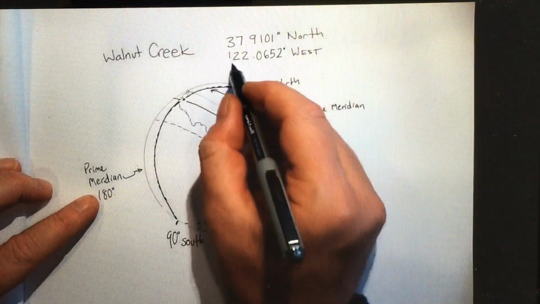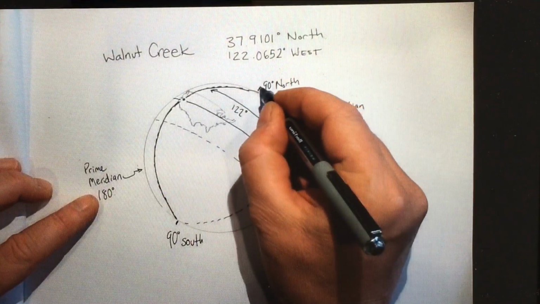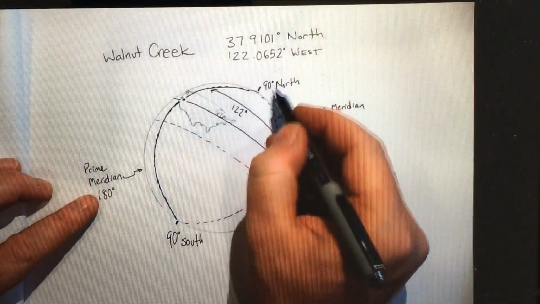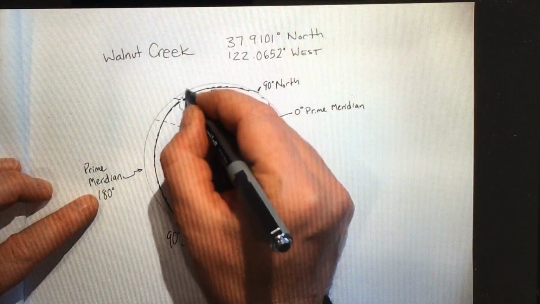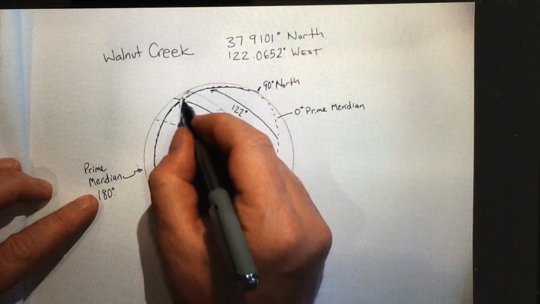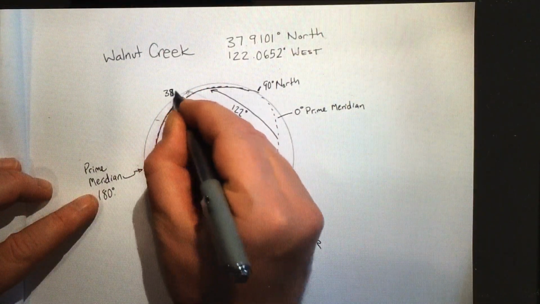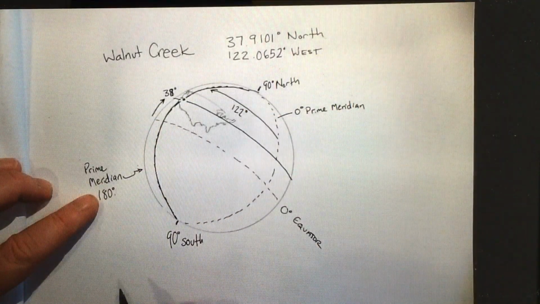And then we are 37 degrees north. So 90 degrees north is the North Pole. 45 degrees is half of 90. So that would be halfway. 45 degrees would be halfway to the North Pole. We're way down here at 37, almost 38. Let's make it 38 degrees. We are 38 degrees north of the equator.